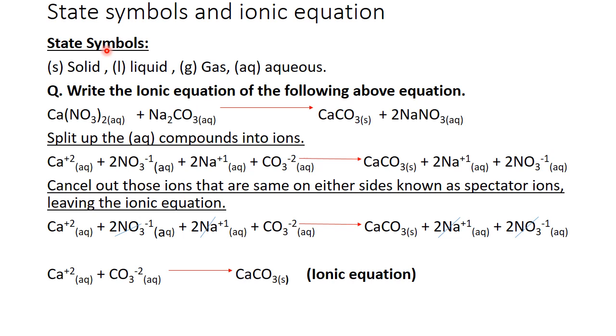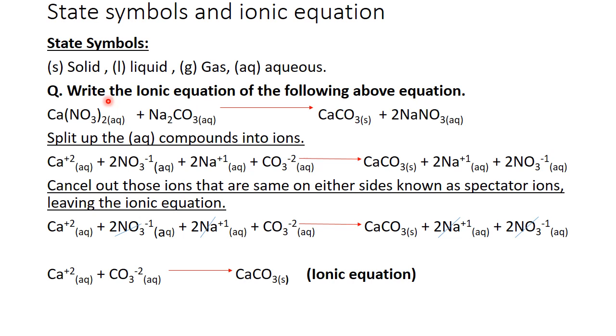So the question is that you have to write the ionic equation for the above equation. Here you can see the calcium nitrate will be dissociated into its respective ions. Okay, because it is in aqueous state. Sodium carbonate will also, but here you can see the calcium carbonate will not dissociate because it is present in the solid state. So solid state compounds are not able to dissociate into respective ions.